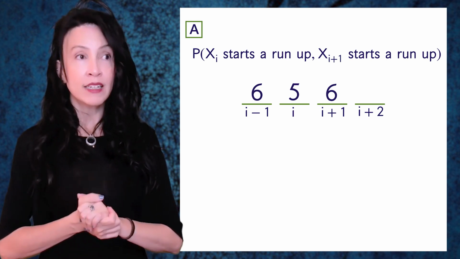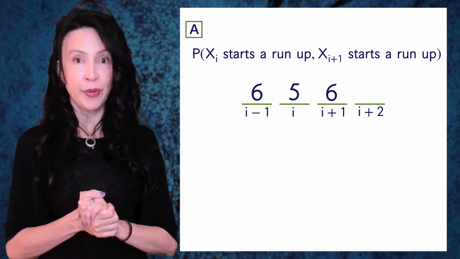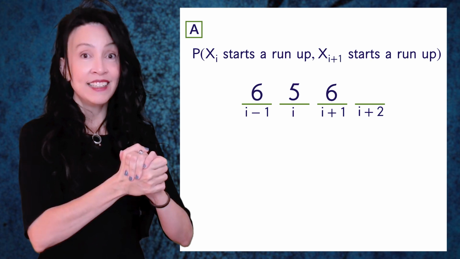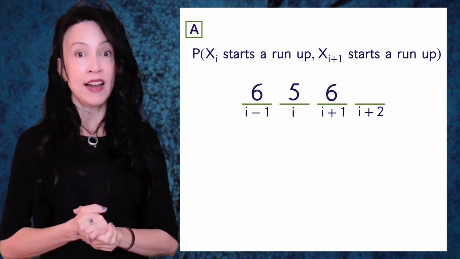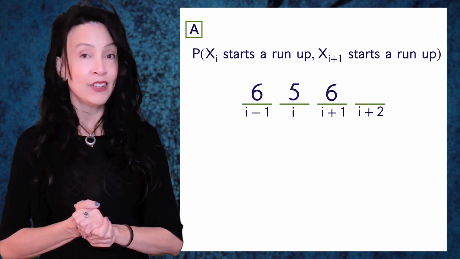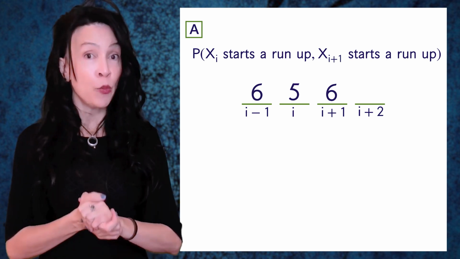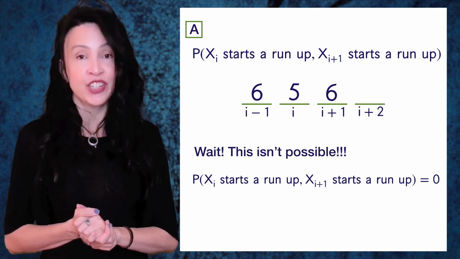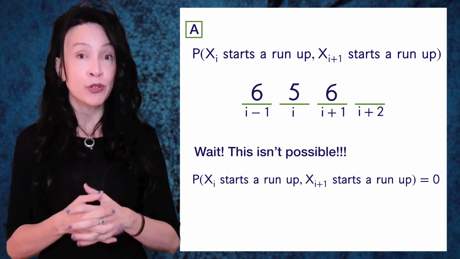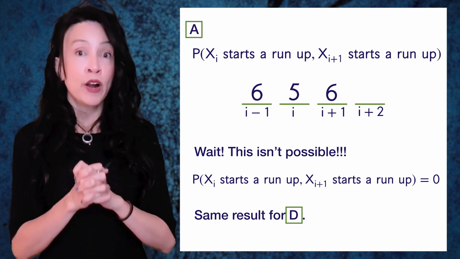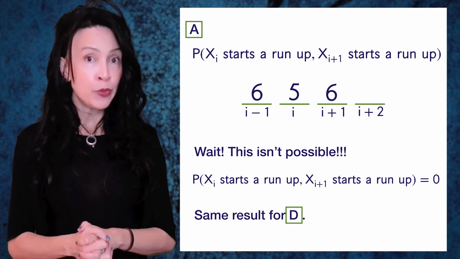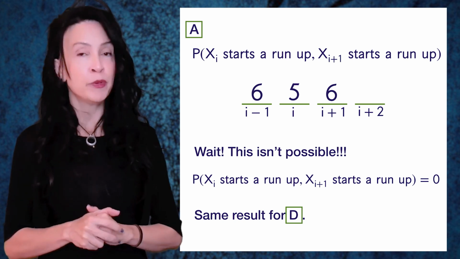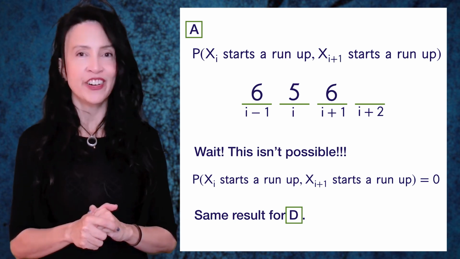But we want x sub I plus 1 to also start a run up. We're already going up, 5, 6. We can start a run down at I plus 1, but we can't start a run up because we're already on our way up. And this means that the probability we care about here is 0 because this just can't happen. We get the same result for D, where both x sub I and x sub I plus 1 are supposed to be starting runs down. So out of those 4 terms, 2 of them are 0. We're off to a great start.